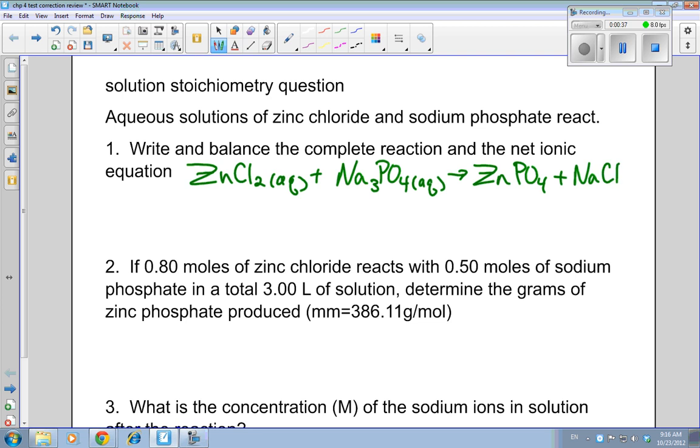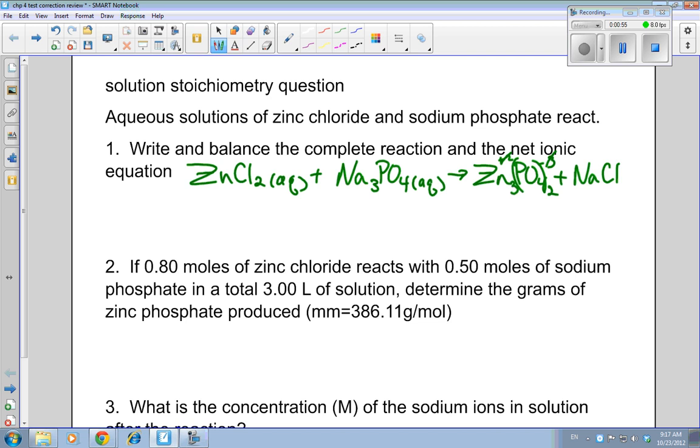And so a couple things I need to do is check out the subscripts. I know that zinc is +2 and phosphate is a -3, so I need 3 zincs and 2 phosphates. But Na and Cl are +1 and -1, so those are fine.